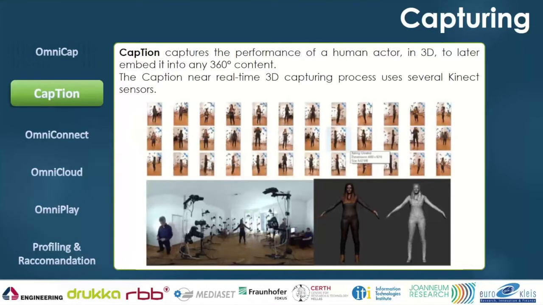So then the Caption tool. This is the tool for capturing the performance of a human actor in 3D. So it uses a couple of Kinect cameras, which are, I think, 3 or 4, which are located outside of the human actor, and it provides near real-time 3D capturing of this actor, which can act then as a mentor.